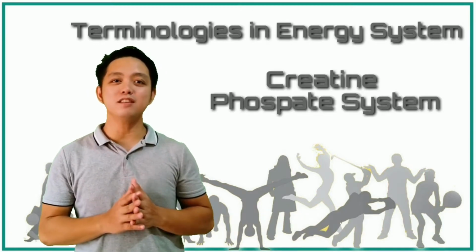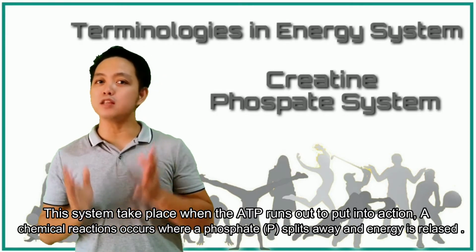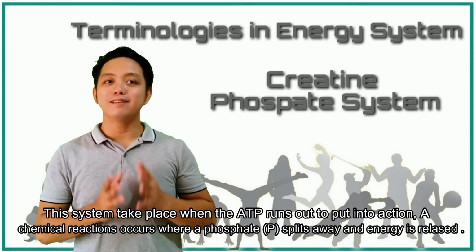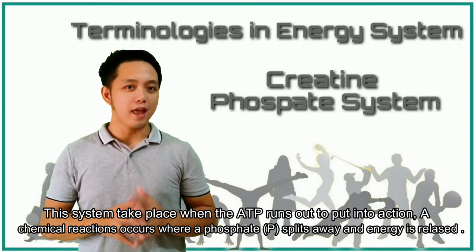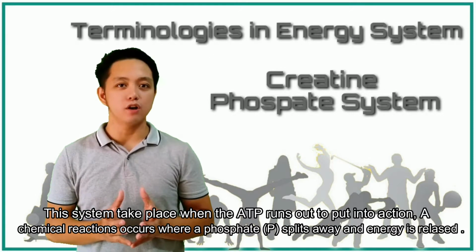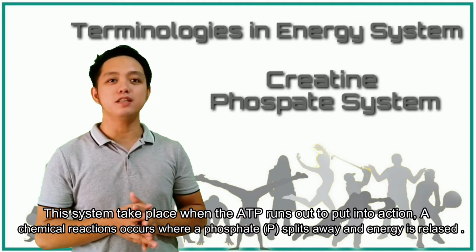Next is the creatine phosphate system. This system takes place when the ATP runs out and is put into action. A chemical reaction occurs where phosphate splits away and energy is released.